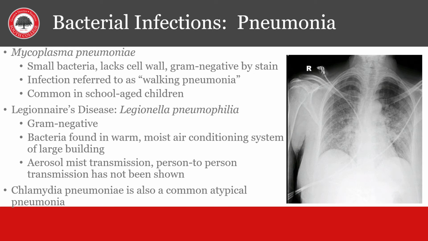The atypical bacterial pneumonias are Mycoplasma pneumoniae, Legionella pneumophila, and Chlamydia pneumoniae. Mycoplasma pneumoniae is called walking pneumonia, as the symptoms are usually mild enough that the patient can walk about without issues. Legionnaire's disease can be fatal and comes from water droplets like from air conditioning systems or produce misters. If infected without pneumonia, then it's called Pontiac fever.